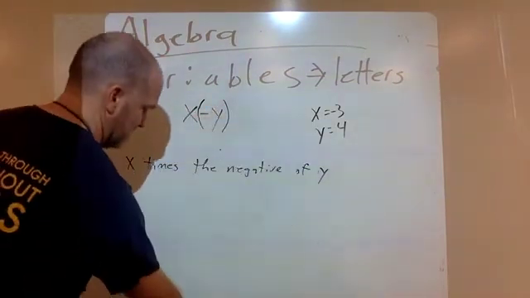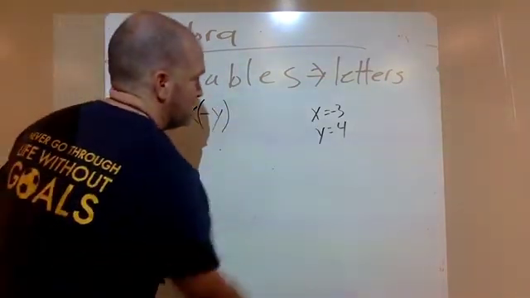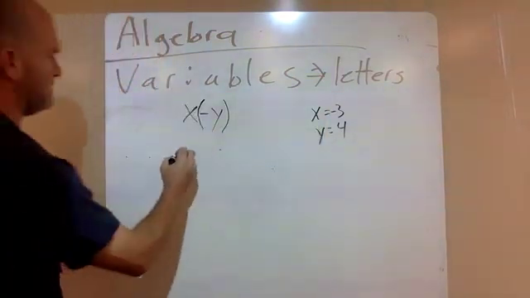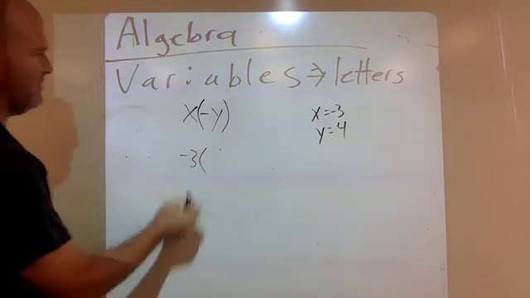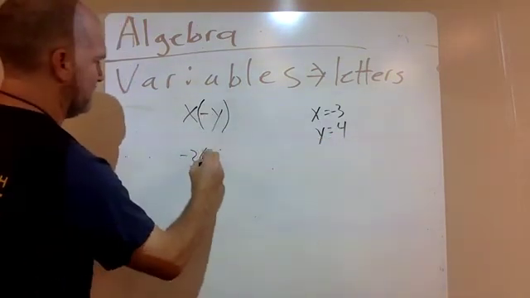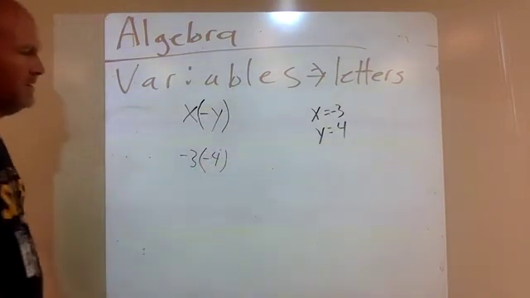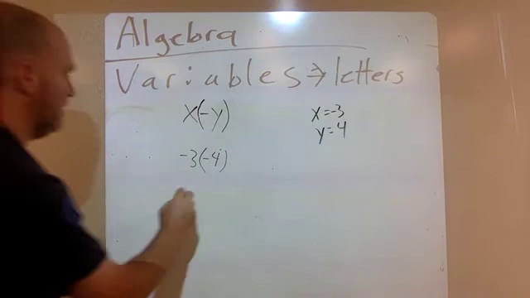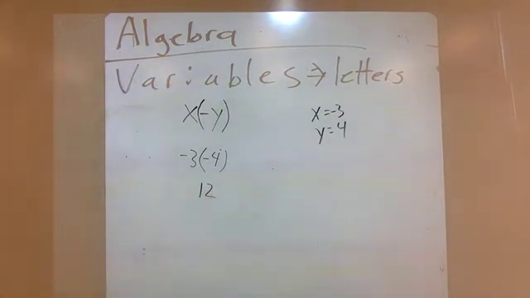Now, how do we solve that? We'll use the same x and y values. Well, we substitute in negative 3 for x, and x is just a regular x, so that stays negative 3. And we substitute in the negative of y. Well, y is 4, and we want to take the negative of 4. So now all of a sudden, we have negative 3 times negative 4, which is positive 12.